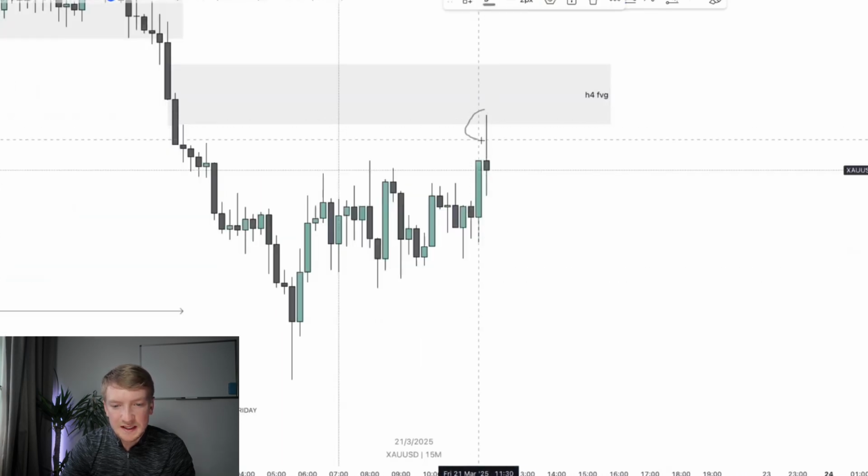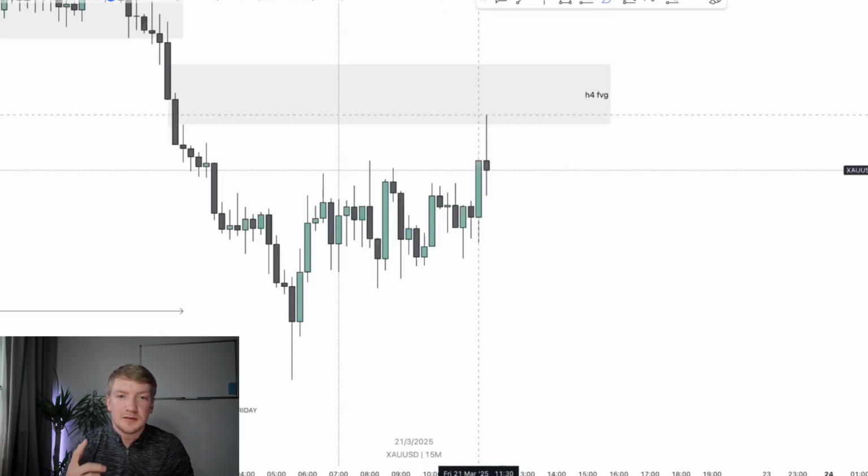Okay, so we've mitigated the fair value gap, but do we just jump straight into the trade? And the answer is no. You need to wait for a sweep of liquidity for this to be an A plus setup, because a lot of the time, if you get in prematurely, you'll end up getting stopped out, but your bias was right. So that's why it's always important to wait for a sweep of liquidity, because they always happen, trust me.